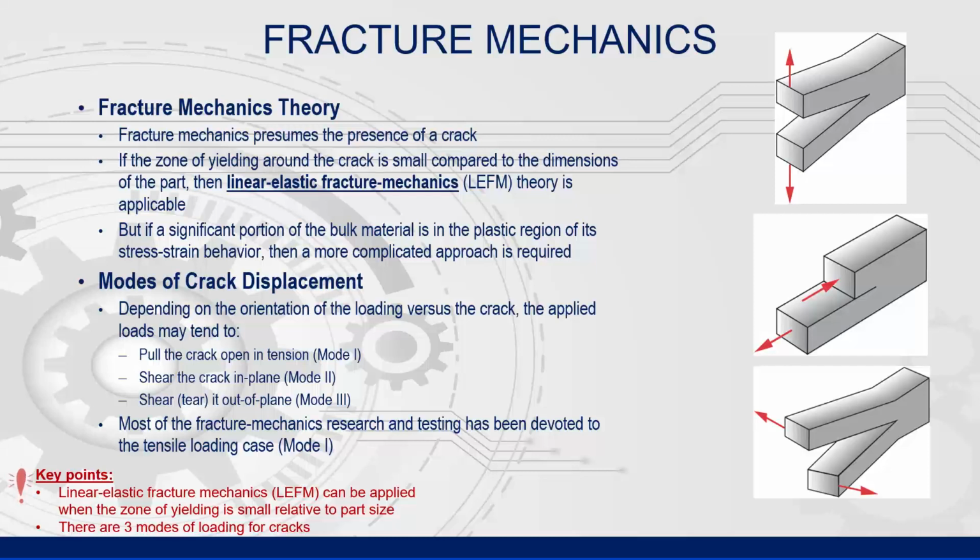Crack displacement depends on the orientation of the crack relative to the applied loads. If the loads are pulling the crack open, it is considered a mode 1 crack. If the loads are shearing the crack in plane, it is considered a mode 2 crack. And if the loads are creating a shear tear-out condition, it is considered a mode 3 crack.